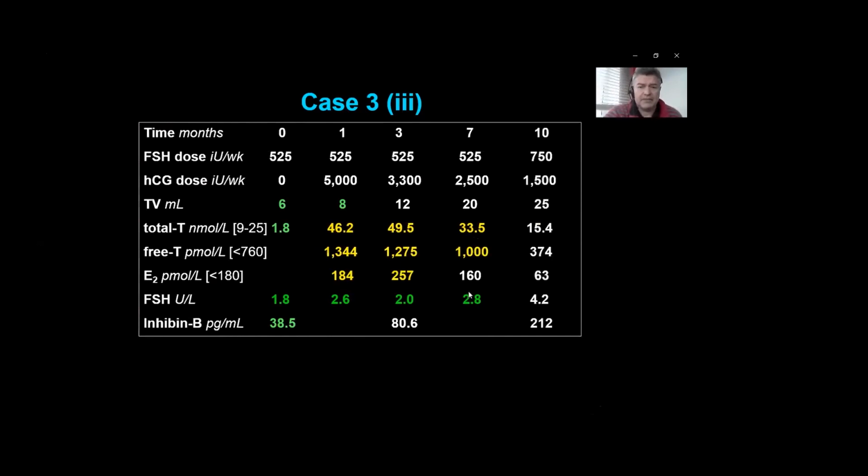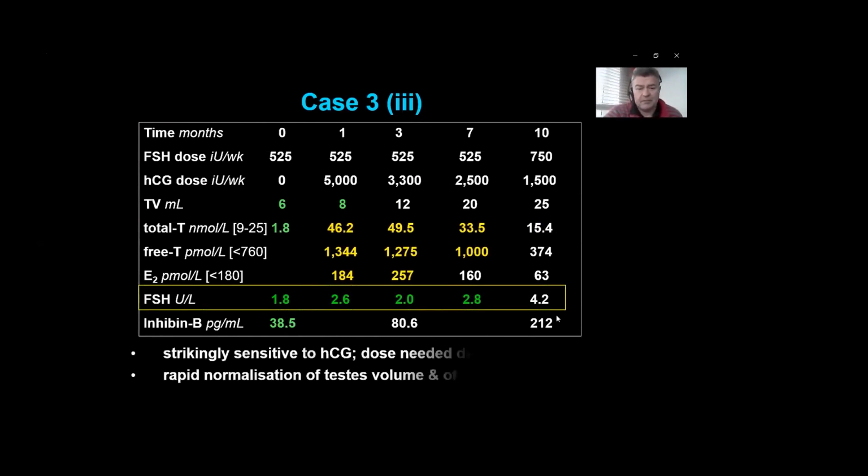And at 10 months, we've adjusted his FSH dose. We got the levels into target. We've got the right dose of HCG at last. Testes increasing in size all the time. Testosterone, free testosterone, estradiol, all normal range. Inhibin B nice and high. He ought to have sperm, but he doesn't. What's gone wrong?